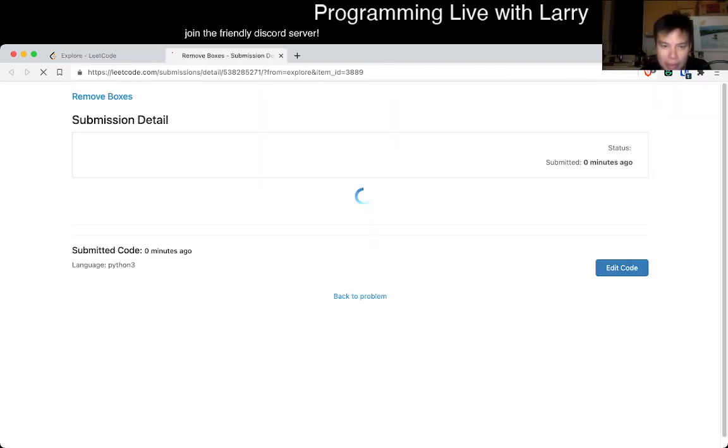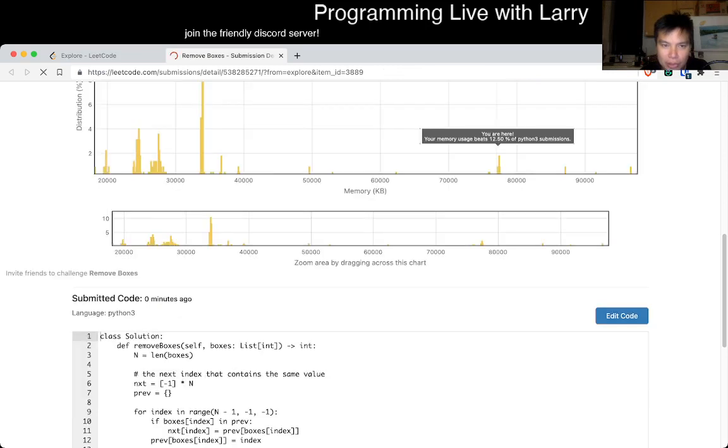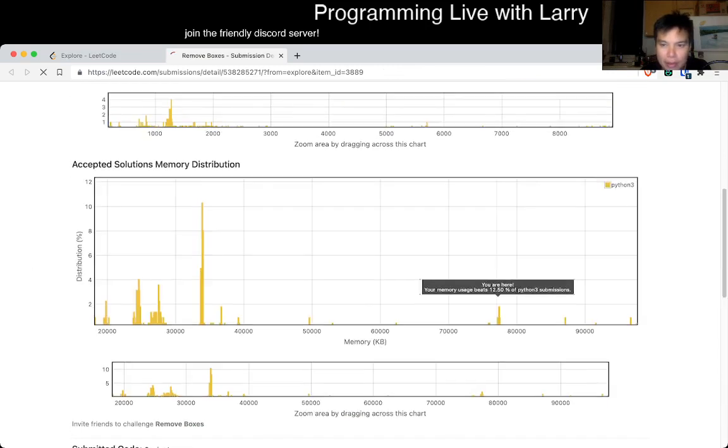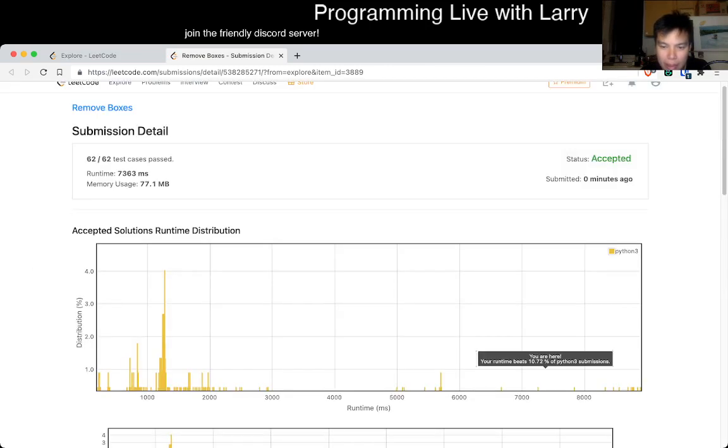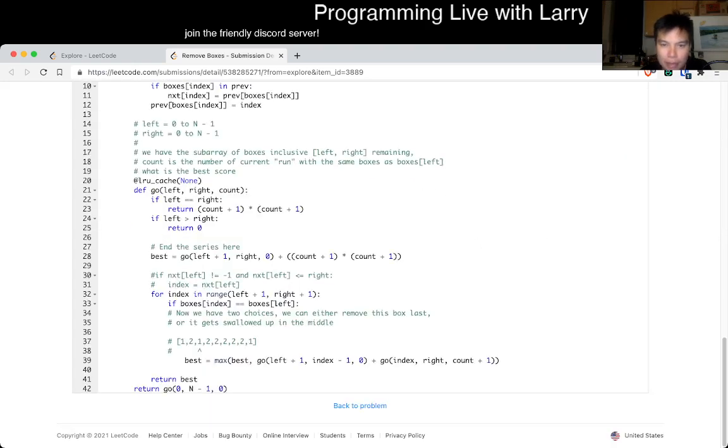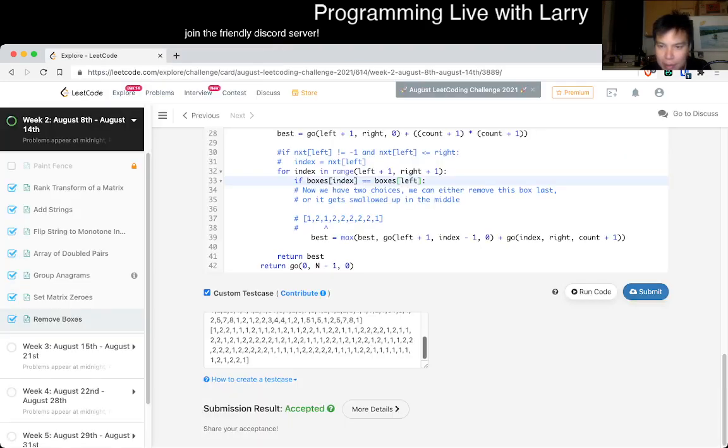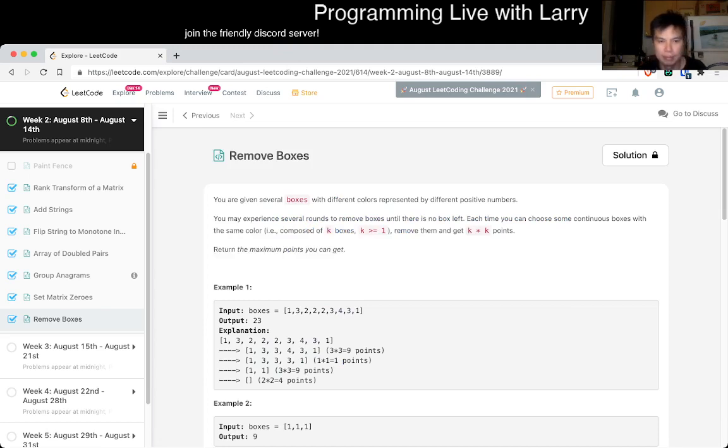Let's see if I can learn something here, because this is n to the fourth for sure, and it's a little bit on the slower side. But what is the n cube solution? Let's take a look at the discussions. Hang on.